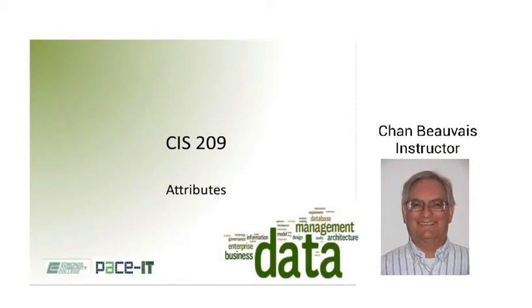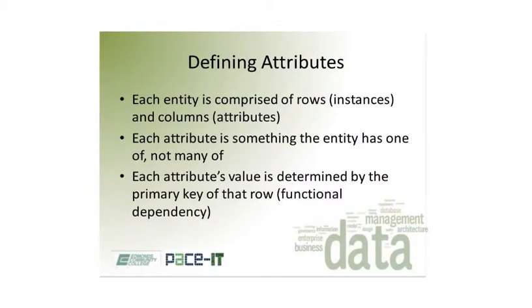In this topic, we're going to talk about attributes, also known as fields or columns. When we are defining attributes, let's remember that each entity is comprised of rows, which are instances of the entity, and the vertical structure in the two-dimensional matrix are columns or attributes. Each attribute is something the entity has one, not many of. This is really important. If the entity has many of something, it's a relation. It's not an attribute. So you might think of each attribute as being related one-to-one to the entity which it describes or contains data about.